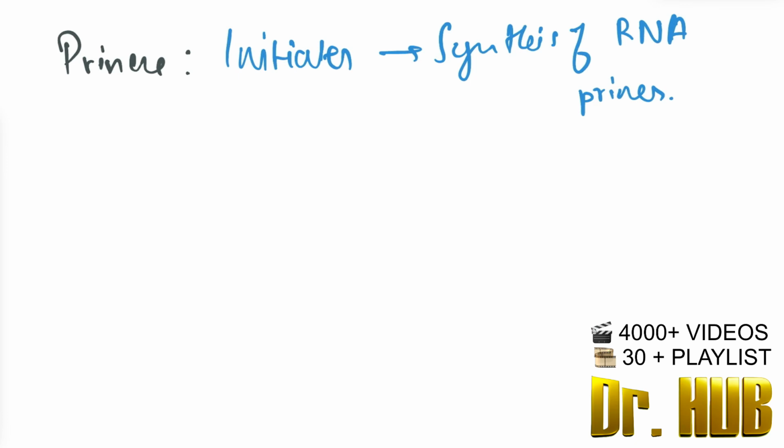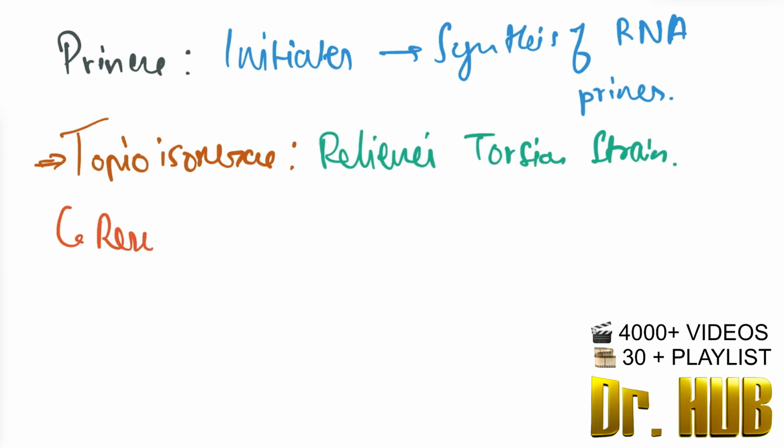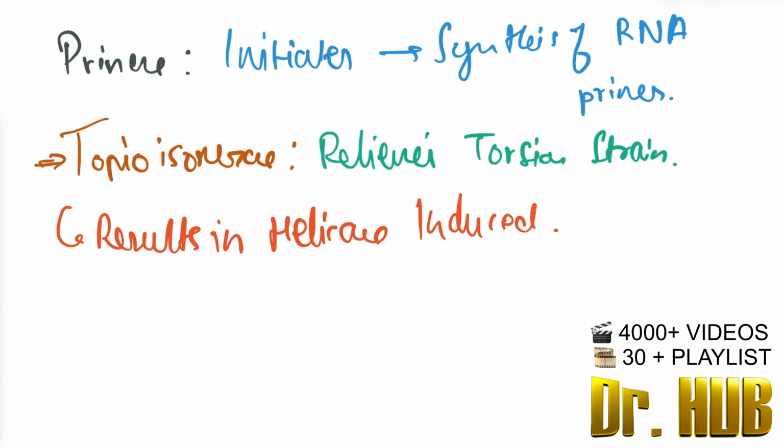Next is the topoisomerase. Topoisomerase relieves torsion strain, and that results from the helicase-induced unwinding.